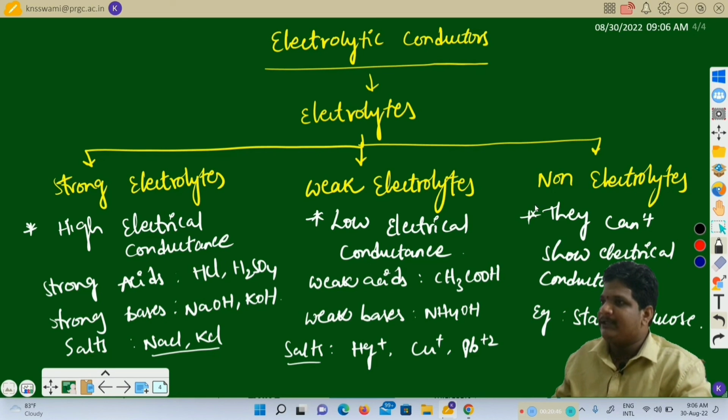So this is about what conductors are and what the types of conductors are.